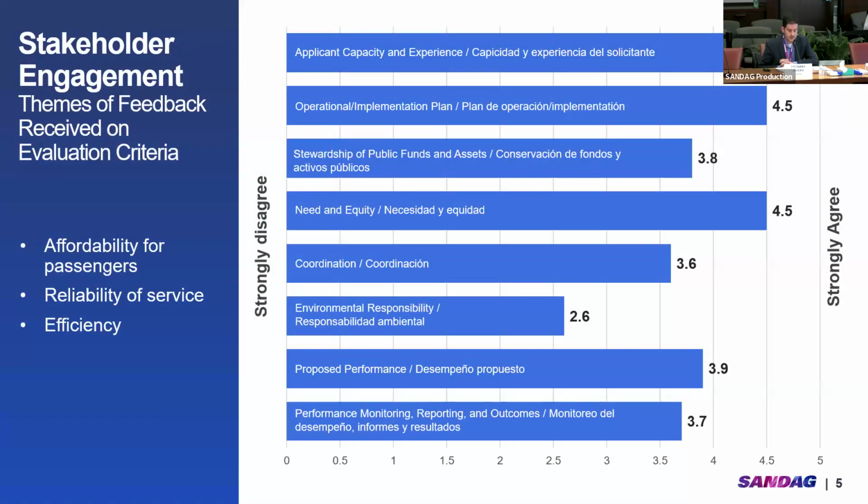Through these efforts, we received well over 100 comments from more than 100 participants. Affordability for passengers, reliability of service, service quality, and efficiency emerged as the dominant themes throughout the stakeholder engagement process. During the stakeholder workshop, we presented the Cycle 12 evaluation criteria. We then asked stakeholders to indicate how important each criteria category was to them on a scale of 1 to 5, with 1 representing least importance and 5 representing most importance. This slide shows their feedback in which they rated operational/implementation plan and need and equity as the most important criteria.